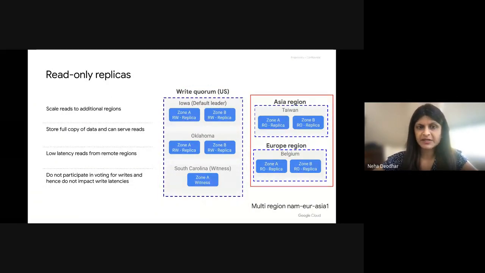Now, read-only replicas are a way for you to scale your reads to additional regions. So, if you have your write quorum in this example in North America, and you have users in Asia and Europe, and you want to serve low latency reads to those users, then the read-only replicas that are based in Asia and Europe come in handy. So these replicas store a full copy of your data and can serve reads. Note that they don't participate in voting for writes. So this ensures that you're not waiting for a replica in Asia or Europe to vote on your write, and your writes continue to remain unimpacted and have fairly low latencies.